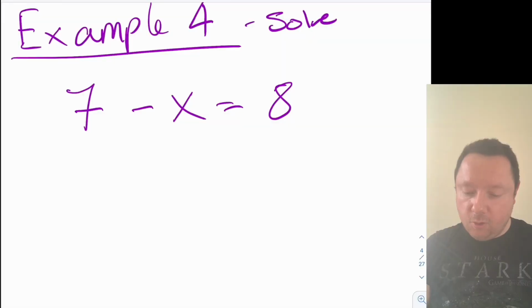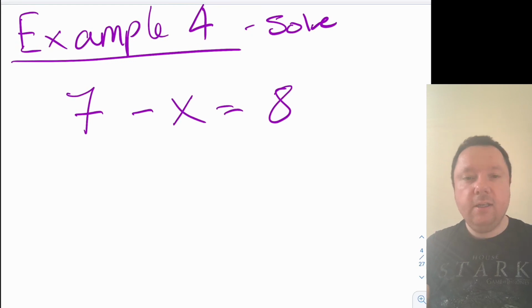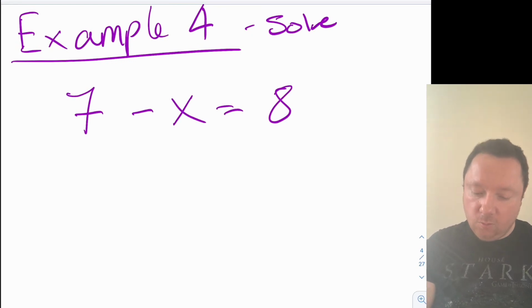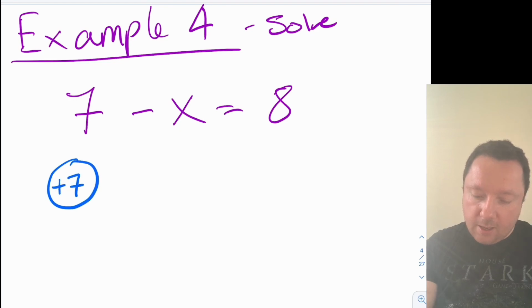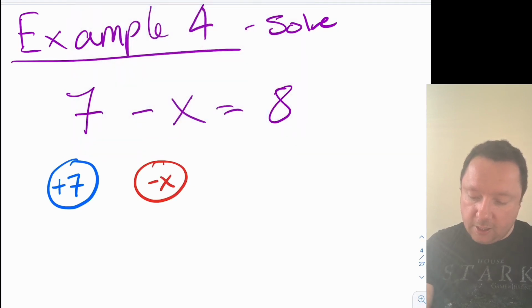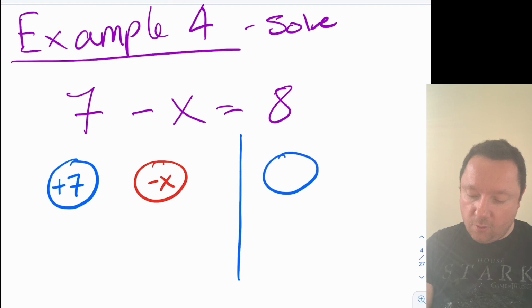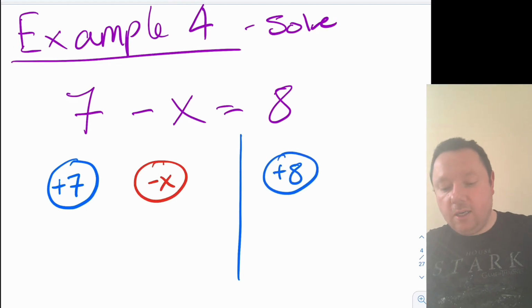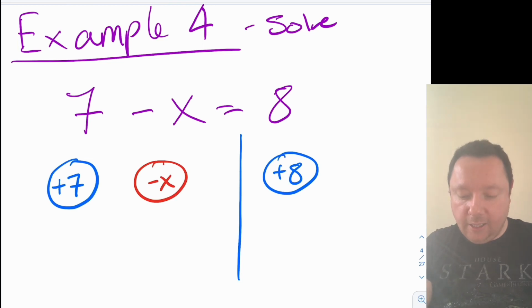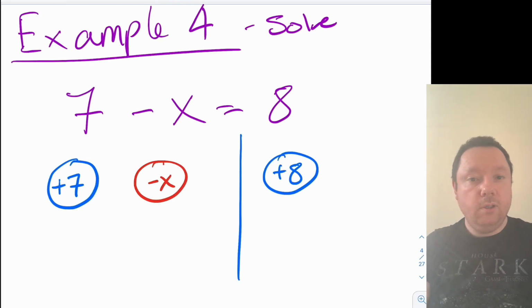So example 4 says solve 7 take away x equals 8. So on this side I've got a plus 7 and I've got a negative x, and on the other side you've got a plus 8. Now this one's a little bit stranger because we've got a negative x. And we always want a plus x, remember, at the end.